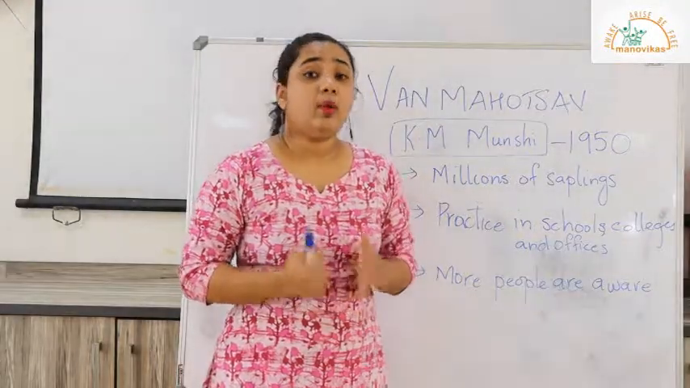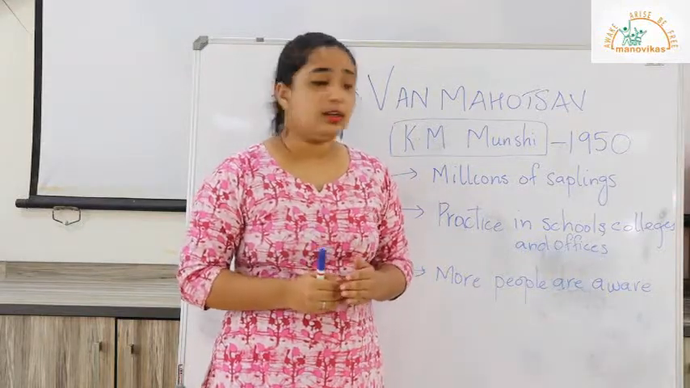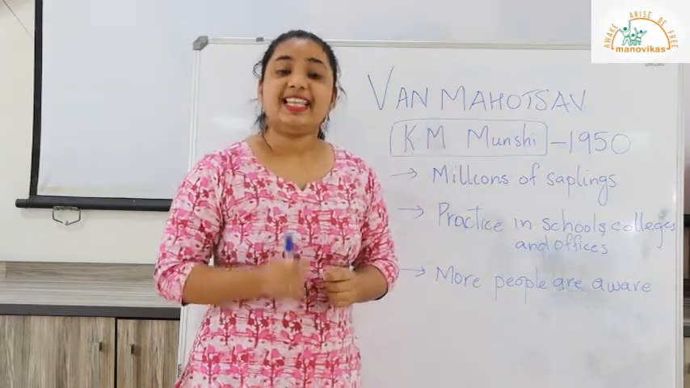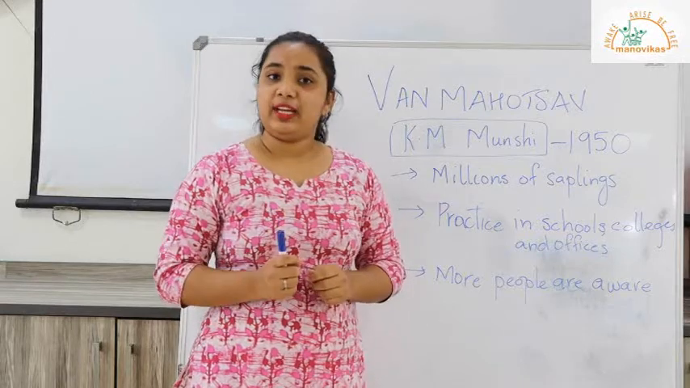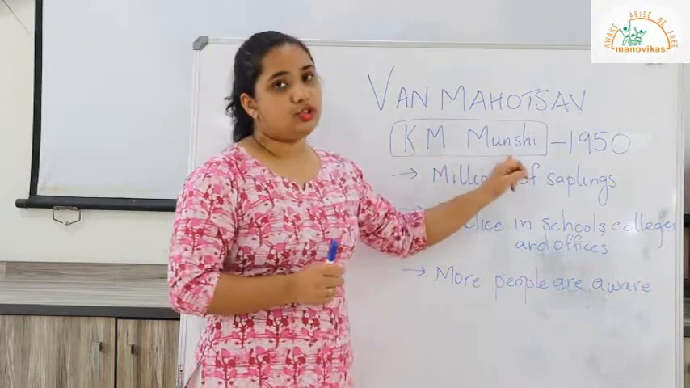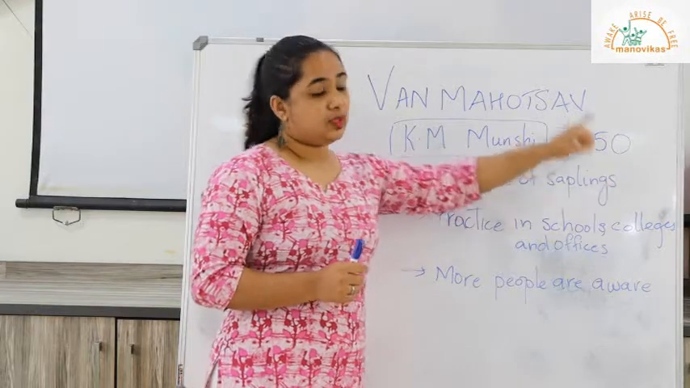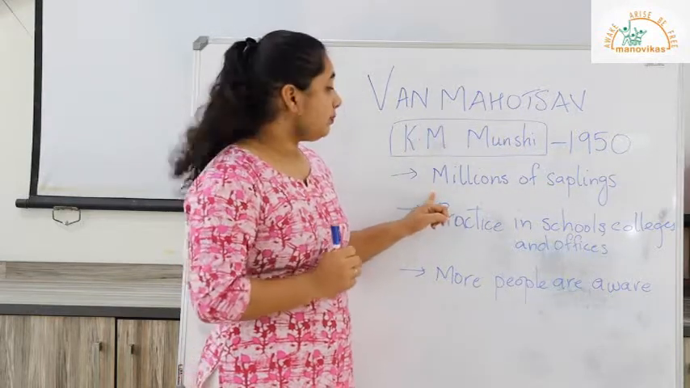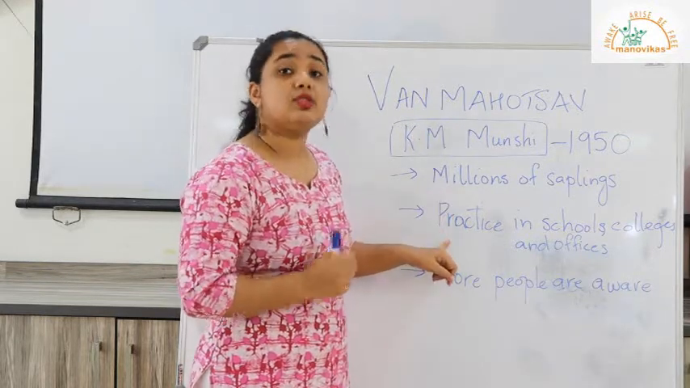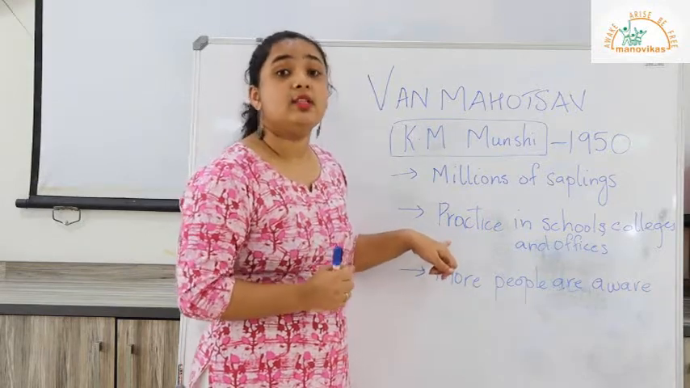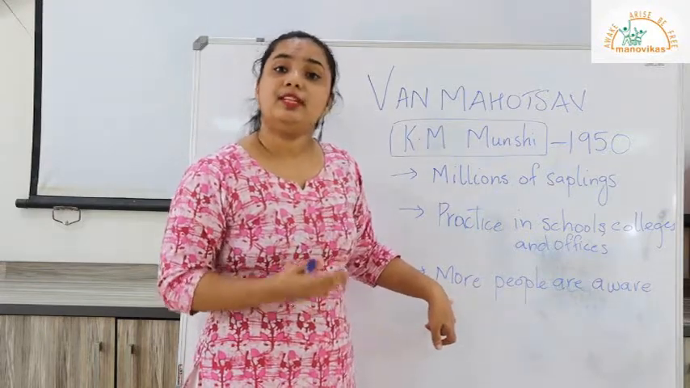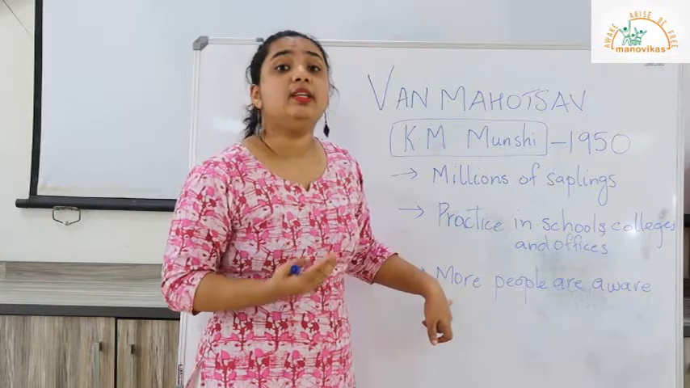Now, one very important event celebrated every year is Van Mahotsav. This happens in the first week of June. It is an annual tree planting festival celebrated in India, and it was started by a Minister of Agriculture called K.M. Munshi in the year 1950. Now on this day, all over India, millions of people plant more and more trees. They practice this in schools, colleges and other offices so that they can make people aware of the importance of planting trees, especially people who live in villages.